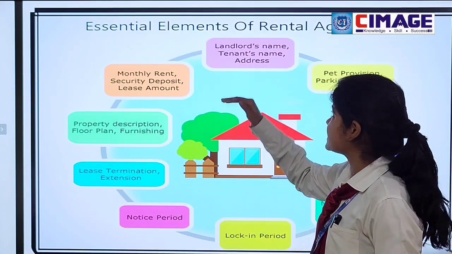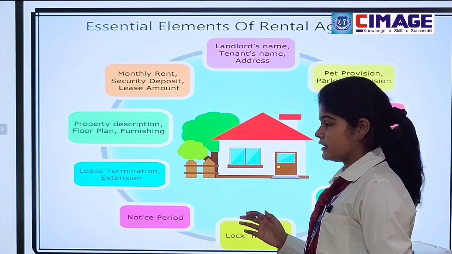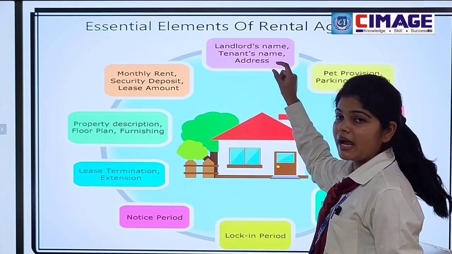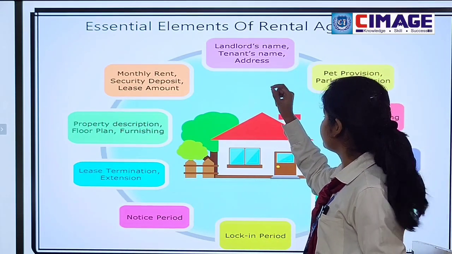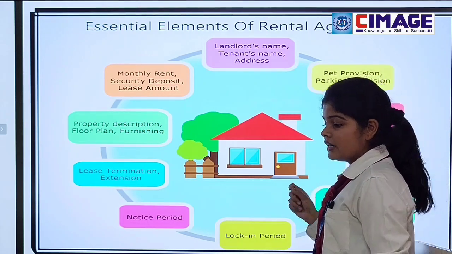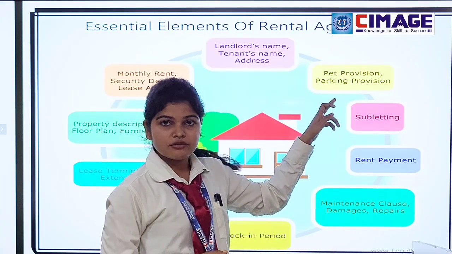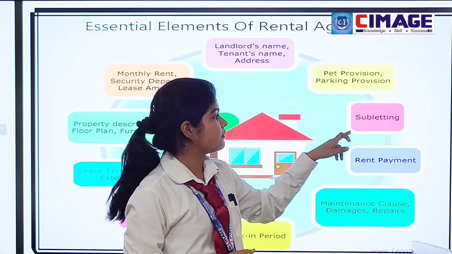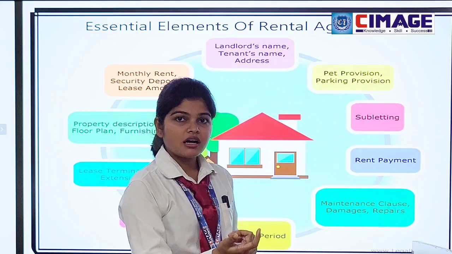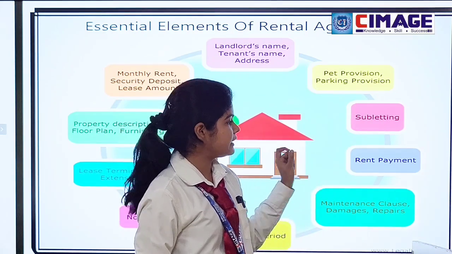After then, coming to the essential elements of a rental agreement, what all are the essential elements in the rental agreement? First one is the landlord's name, tenant's name and address where we are signing the agreement. After then, pet provision and parking provision. If a tenant wants to keep any pet with them, then it will be mentioned in the rental agreement. After then, subletting. If the second party wants to provide it to any third party, then subletting provisions will also be mentioned in the tenant rent agreement.